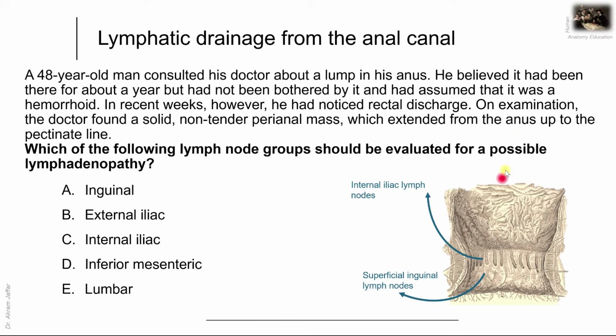The patient here has a mass which extends from the anus up to the pectinate line, so it is involving the lower part of the anal canal. Hence, the correct answer here is that the lymph node group that will be involved are the inguinal lymph nodes. Of course, it will involve the superficial and then the deep inguinal lymph nodes. The external iliac lymph nodes could be involved, but this will be at a later stage because the inguinal lymph nodes ultimately drain to the external iliac lymph nodes.